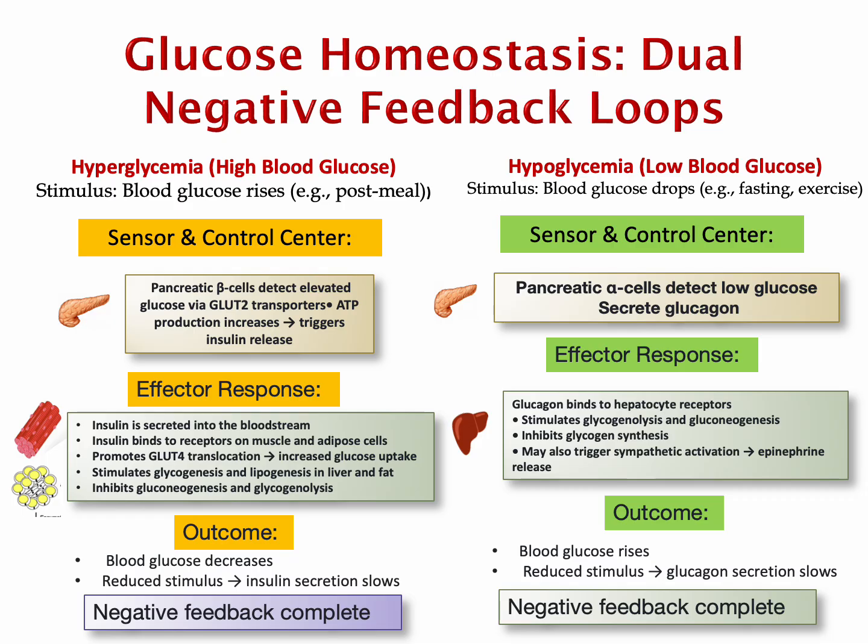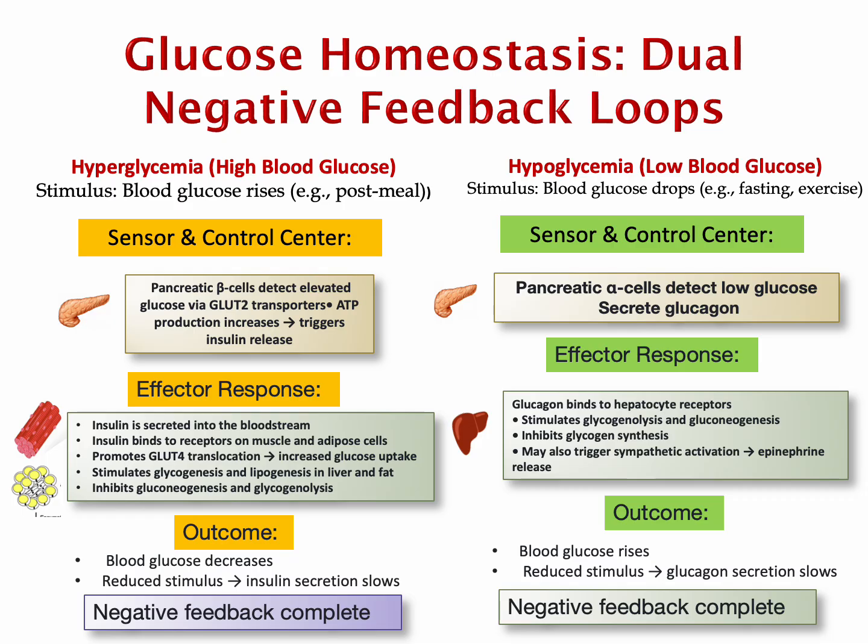However, there are dual negative feedback loops for glucose homeostasis, one for hyperglycemia and one for hypoglycemia. In hyperglycemia, on your left, the trigger is elevated blood glucose levels, such as after a meal. The beta cells of the pancreas act as a sensor and control center, releasing insulin in response. Insulin then acts on skeletal muscles and adipose tissue, promoting an uptake of glucose into these cells. This process lowers blood glucose level, completing a negative feedback loop to restore balance.